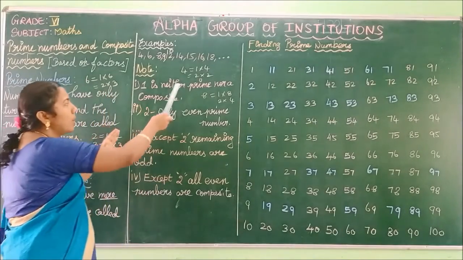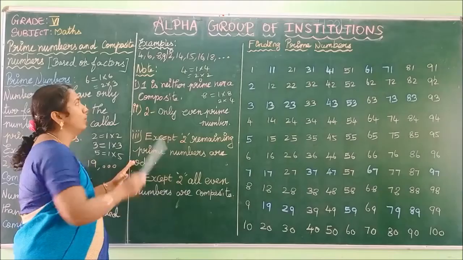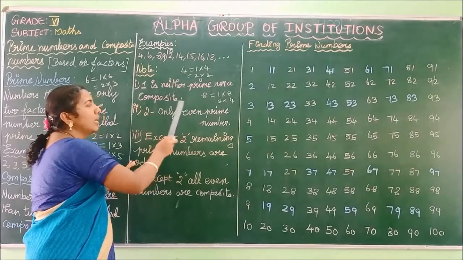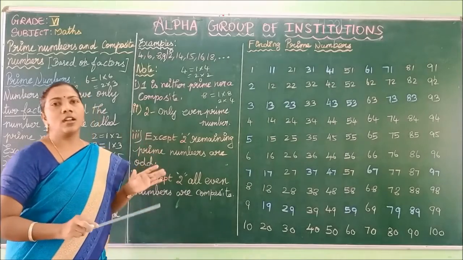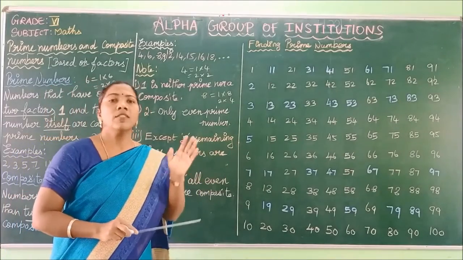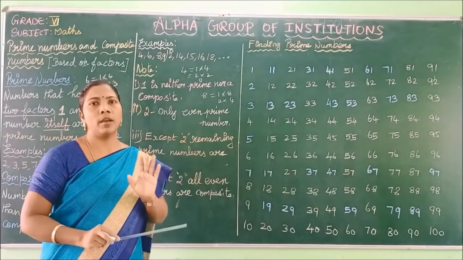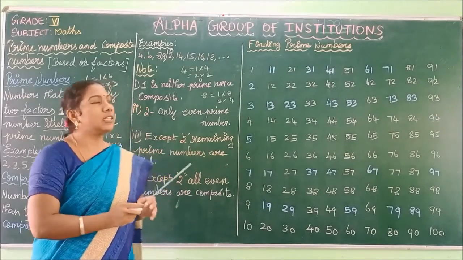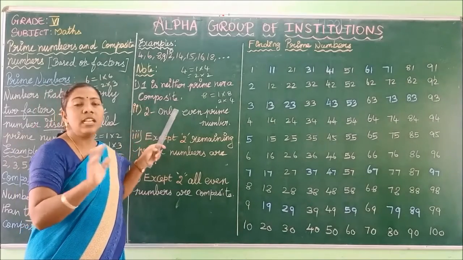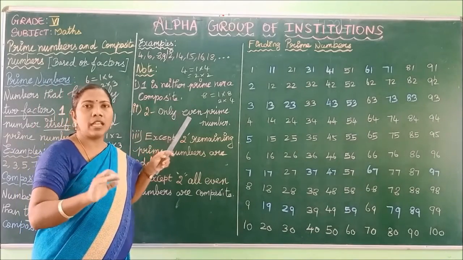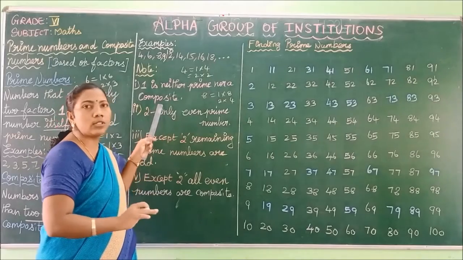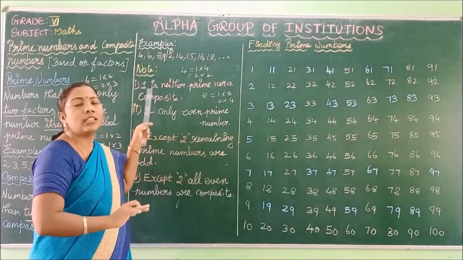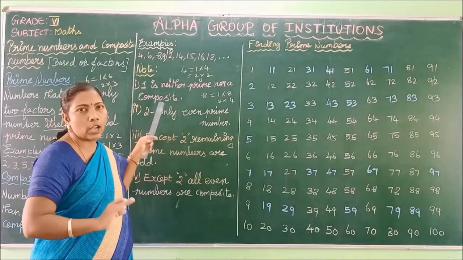And these are the important notes you have to remember carefully. See here, 1 is neither prime nor composite. It means we can't say 1 is a prime number, and we can't say 1 is a composite number. You have to leave the number 1 while you are explaining prime and composite numbers. This is an exceptional case. We can't consider 1 in the case of prime and composite numbers.